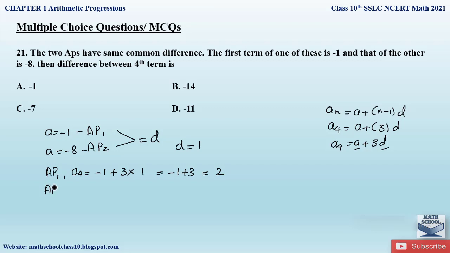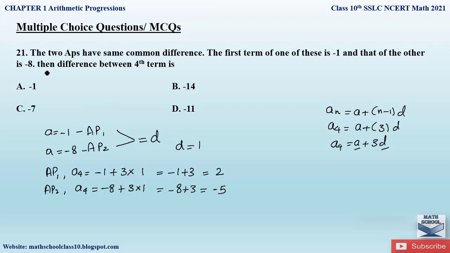Similarly, in the second AP, let us find out the fourth term by taking a as minus 8 and d as equal to 1. So minus 8 plus 3 into 1. So again this will be minus 8 plus 3, or the fourth term will be minus 5, right?